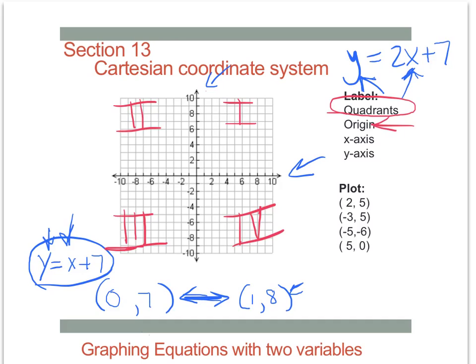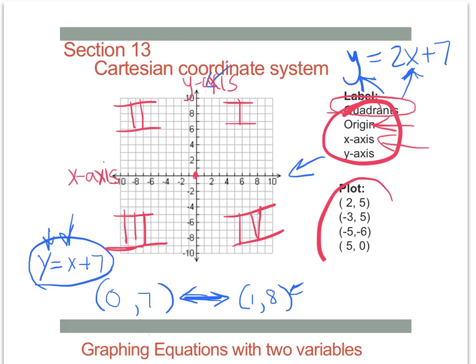Okay, origin. Origin is the point right there in the center. What are the coordinates of that point? It is 0, 0. 0 on the x-axis, 0 on the y-axis. Okay, let's label our axes. The horizontal axis, this one, is the x-axis. You probably all remember all this. And then the vertical axis is the y-axis.